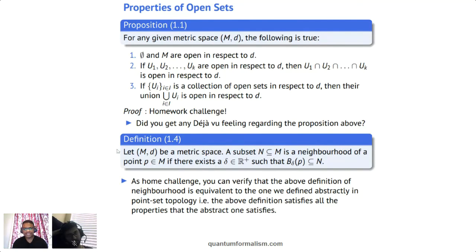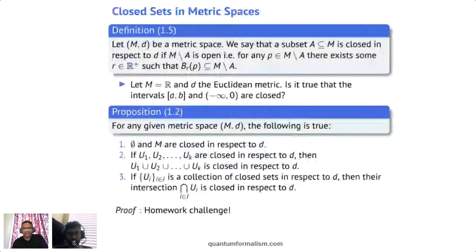Okay, and likewise the notion of neighborhood. I claim that this notion, I hope I didn't make any typo, also coincides with the notion of neighborhood that we defined before in the abstract in point set topology. Now, in the same way that we had open sets, I also claim on a metric space, a subset is closed if the complement is open, right?